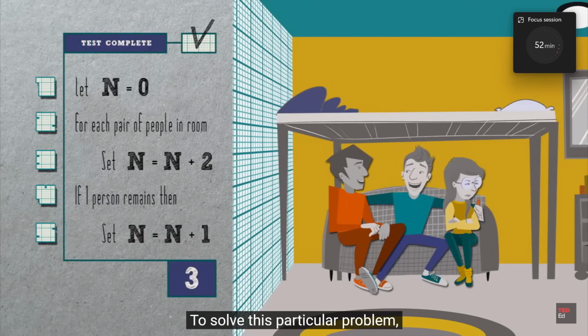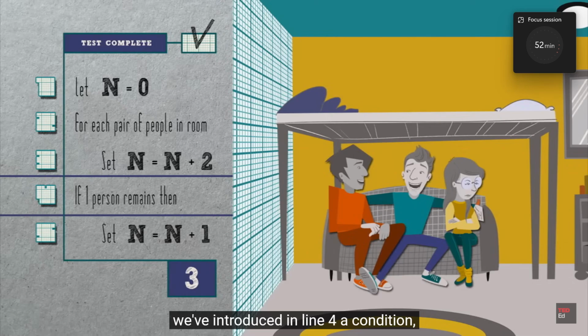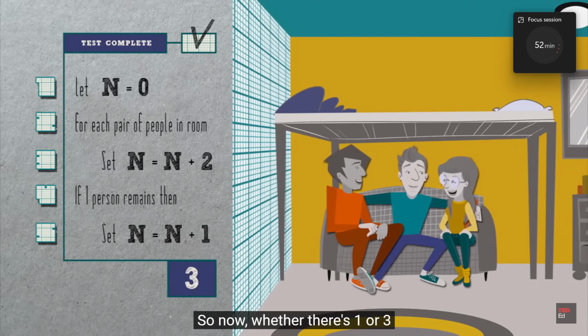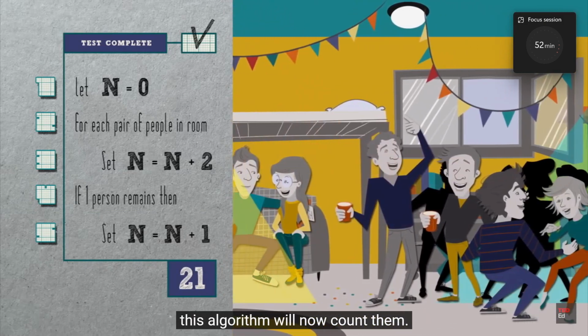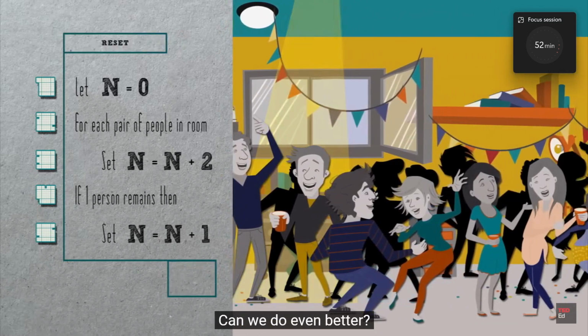To solve this particular problem, we've introduced in line 4 a condition, otherwise known as a branch, that only executes if there's one person we could not pair with another. And so now, whether there's 1 or 3 or any odd number of people in the room, this algorithm will now count them. Can we do even better?